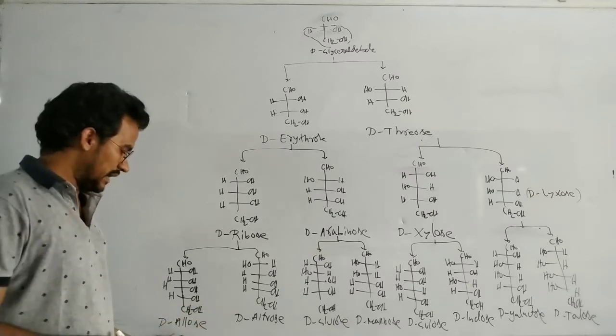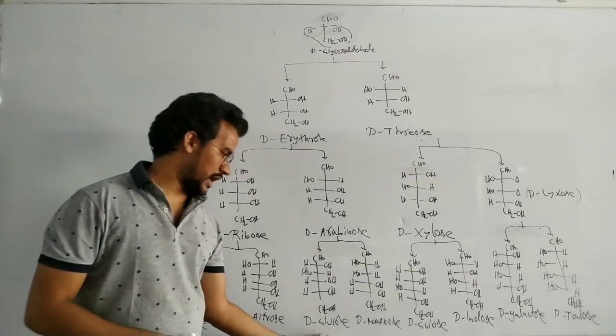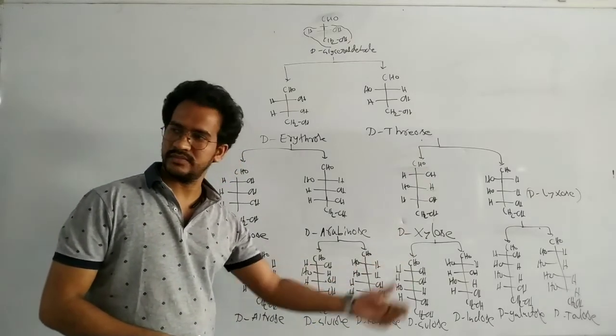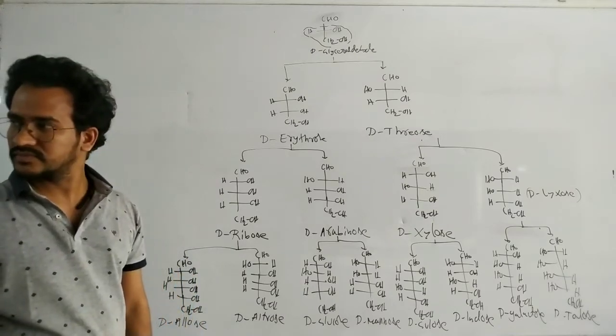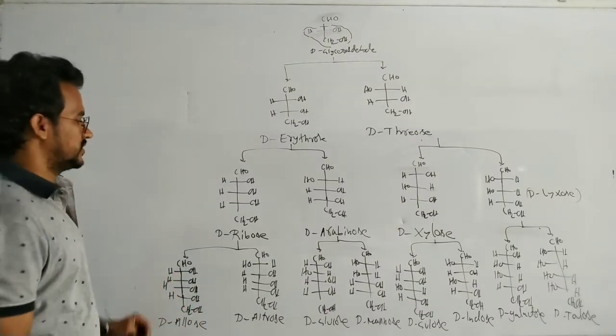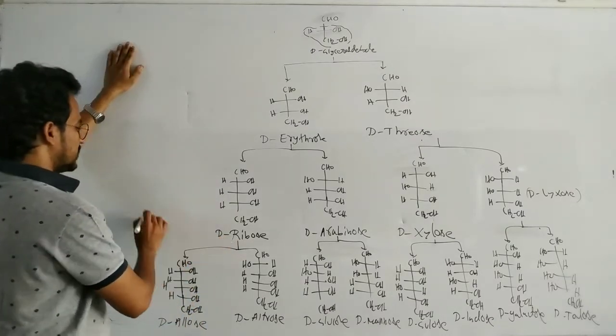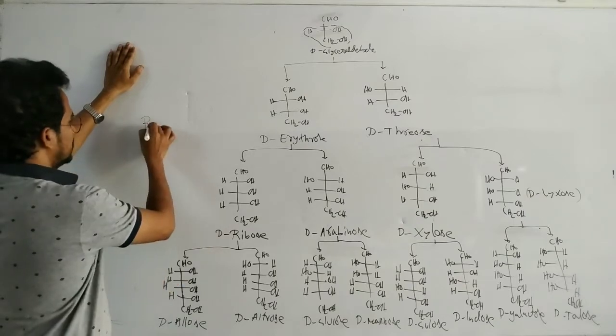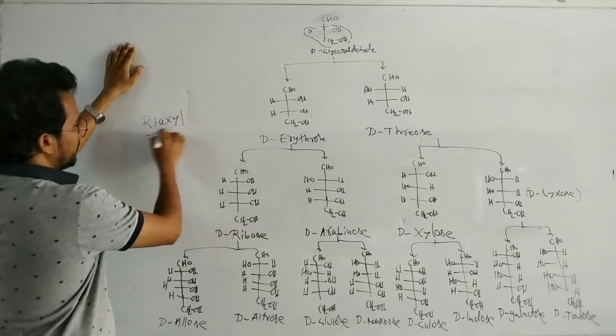For each there is a mirror image. L-allose, L-altrose, L-glucose, mannose. Huh? Reactive. So here we can remember like this.